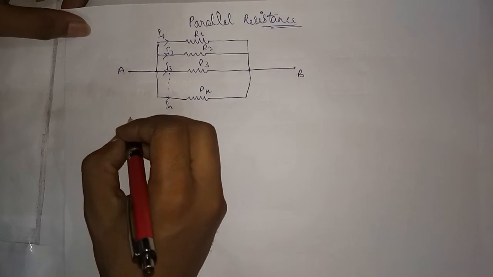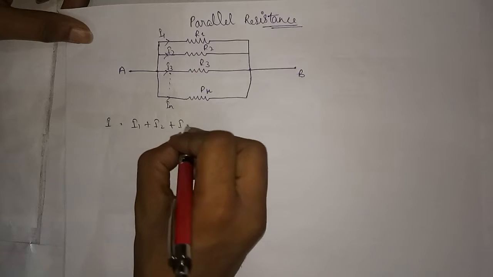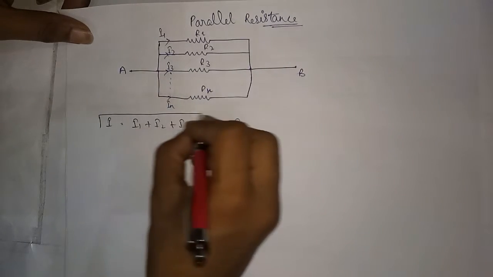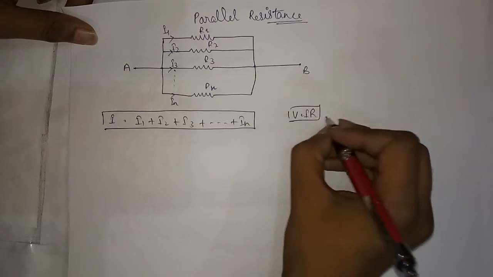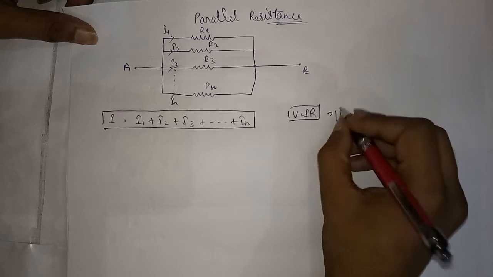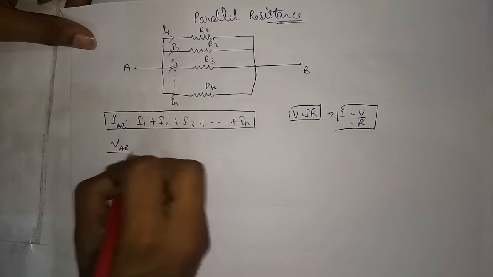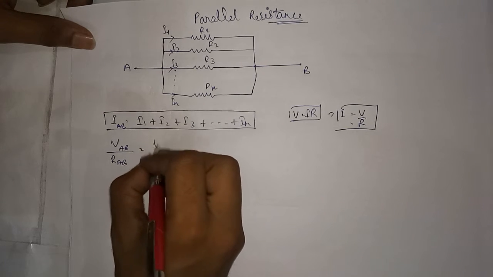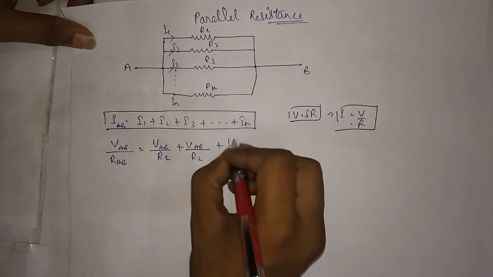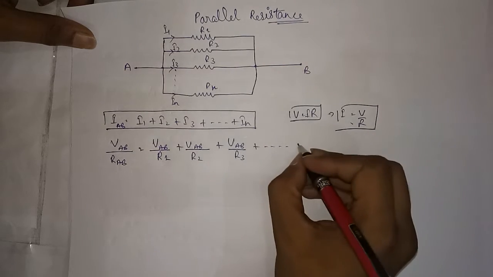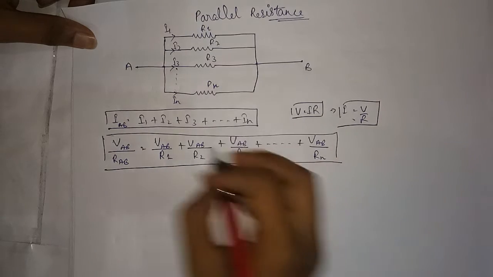So let me give you a brief about the last topic that we have done. We have done I equal to I1 plus I2 plus I3 up to IN, and we know that V equal to IR implies I is equal to V upon R. Using this formula, we can also write VAB upon RAB is equal to VAB upon R1 plus VAB upon R2 plus VAB upon R3 up to VAB upon Rn. So this is the modified version of this equation.